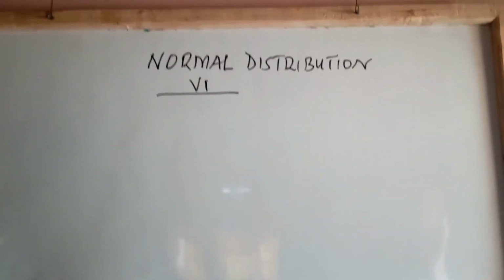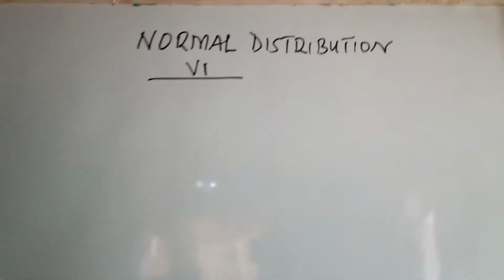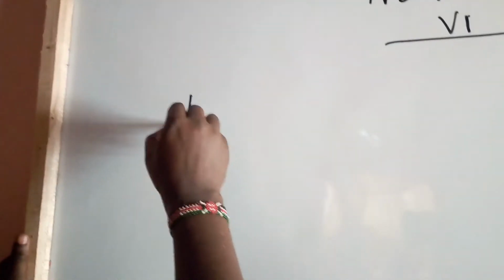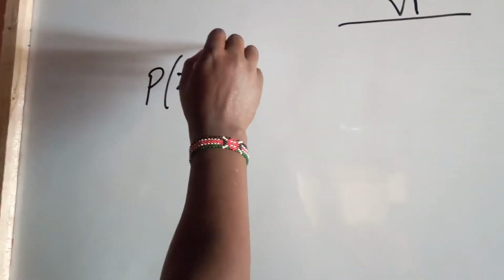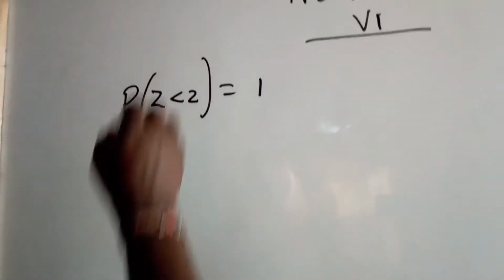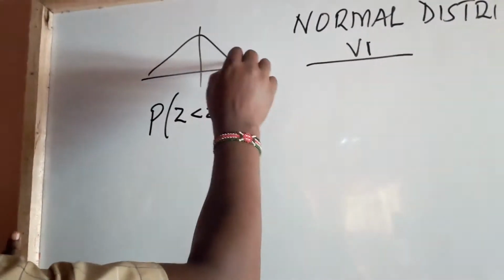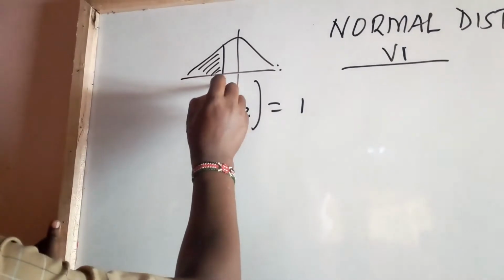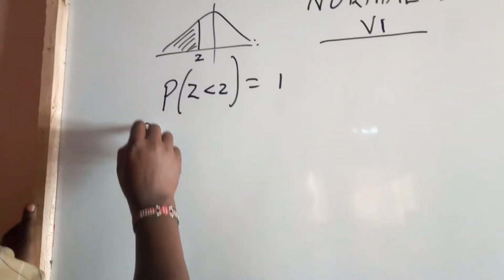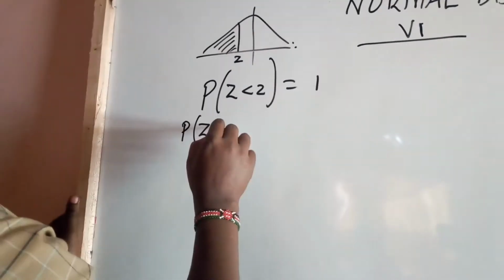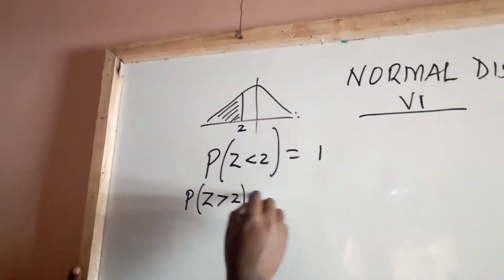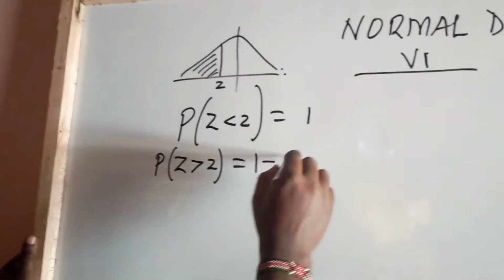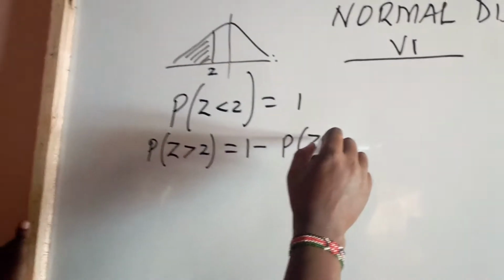Well, still on page 177. Now that we have understood that the probability of z less than z is equal to 1, this one will only feature on the left hand side. That means if this is z, you can have the right hand side whereby the probability of z greater than z is obviously the whole of the area under the normal distribution model minus the probability of z less than z.